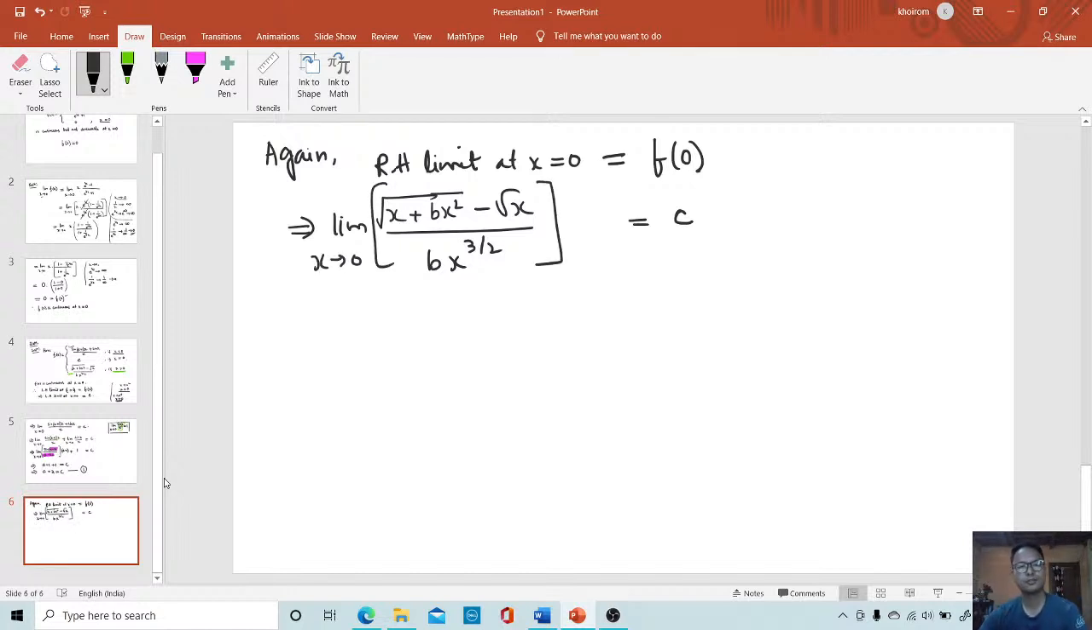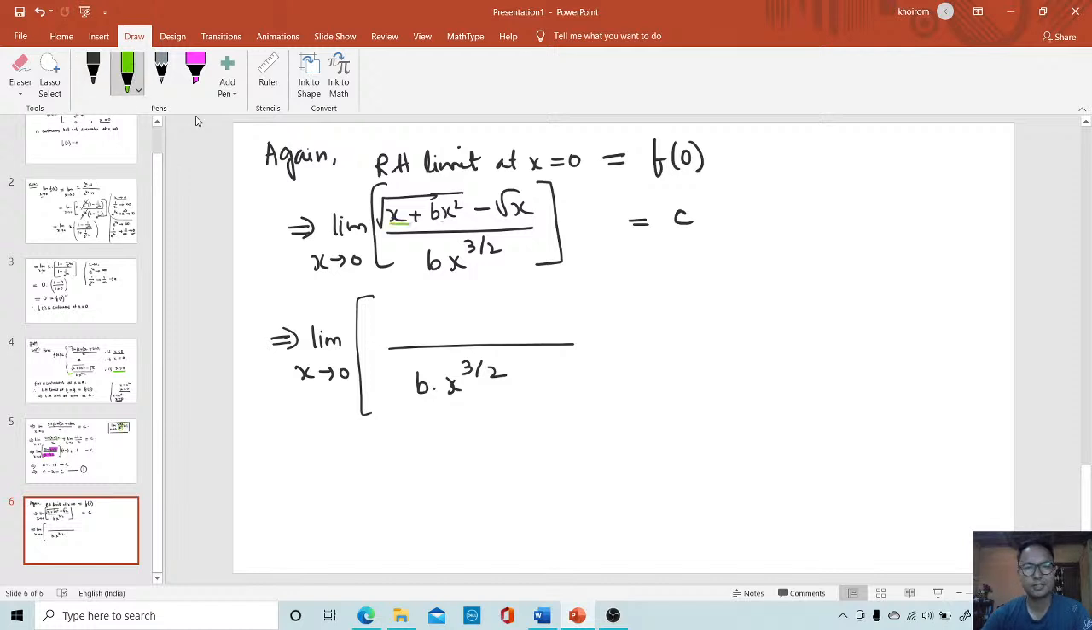Now limit x tends to 0 of b x to the power 3 by 2. Here we take the common terms out. In the first and second term, the common factor is under root x, so we take under root x common, leaving 1 plus b x minus under root of x.